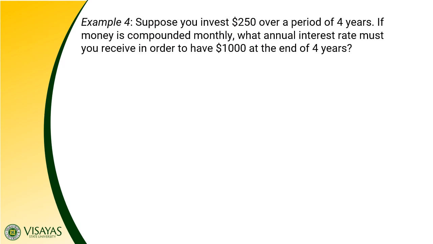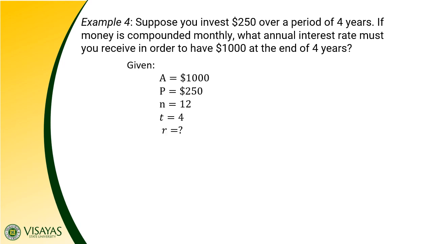And let's have another example. Suppose you invest $250 over a period of 4 years. If money is compounded monthly, what annual interest rate must you receive in order to have $1,000 at the end of 4 years? Yung unknown naman dito is yung interest, di ba? Yung interest, and let's start with the given.